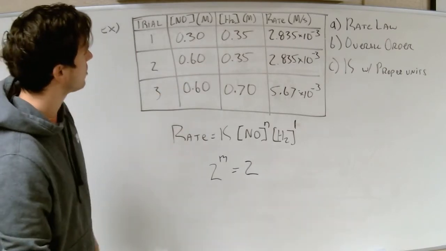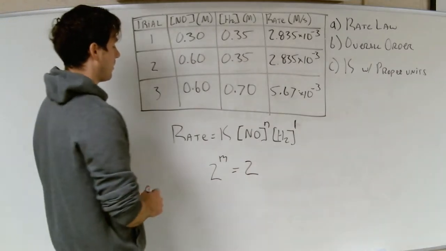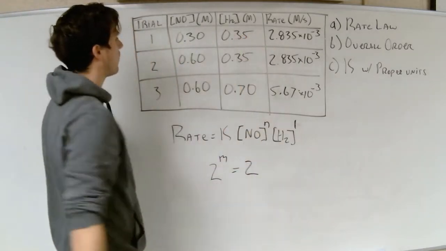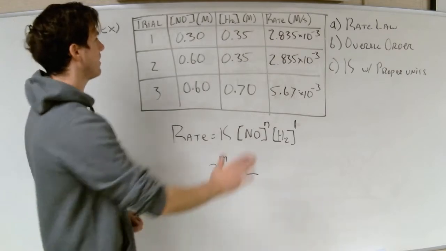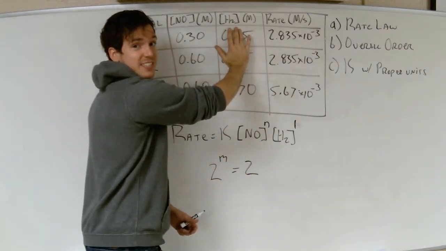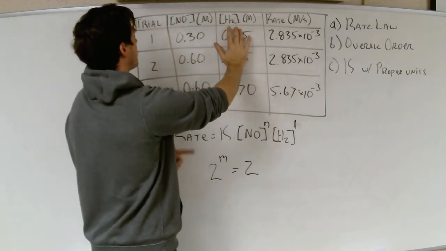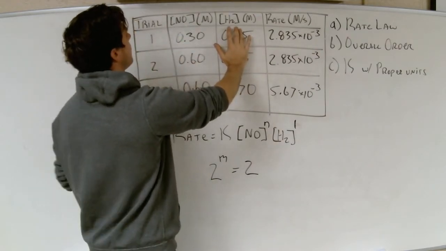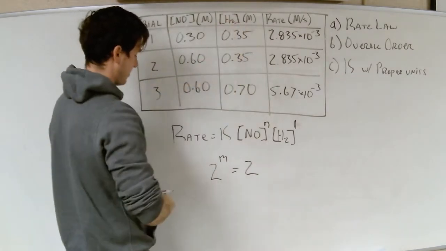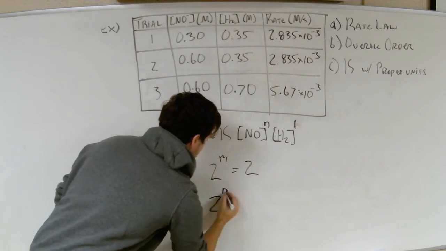So let's go to H2 and see where two trials were kept the same so it didn't affect the rate. Well, as you can see, in trial 1 and 2, H2 was kept the same, but NO was not, so we could say here that we can see how NO changed the rate. Okay? So we're looking here and we see that NO goes from 0.3 to 0.6. So NO doubled as well during those trials.